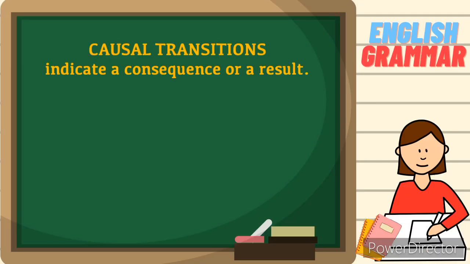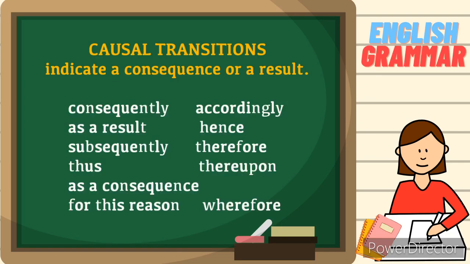The third classification of transition signals is called causal. This indicates a consequence or a result. Some of the transition signals that may be used are consequently, accordingly, as a result, hence, subsequently, therefore, thus, thereupon, as a consequence, for this reason, and wherefore.